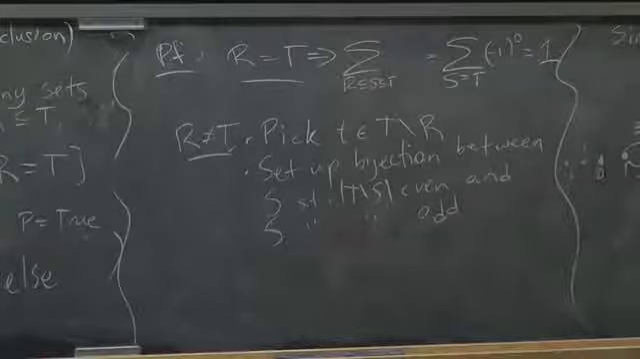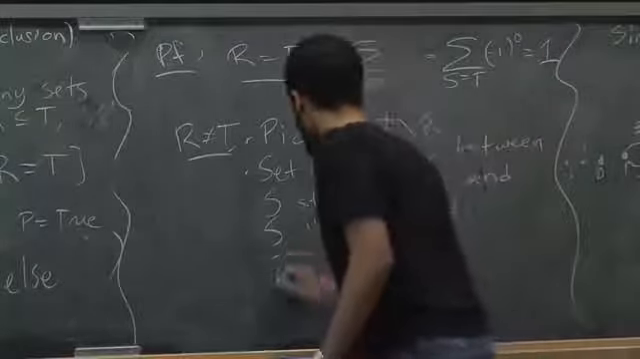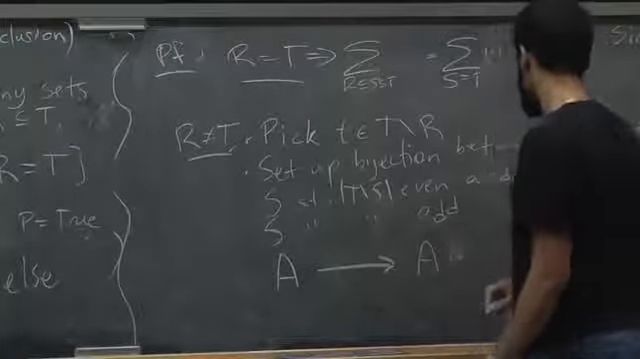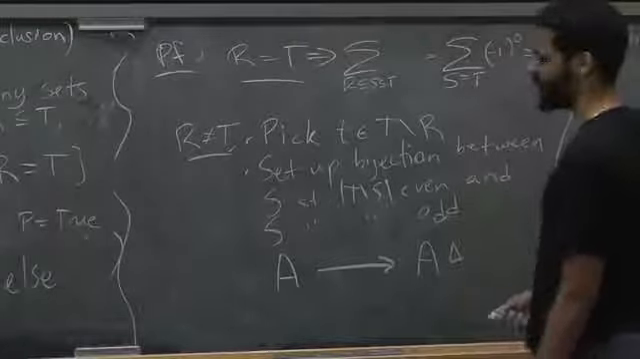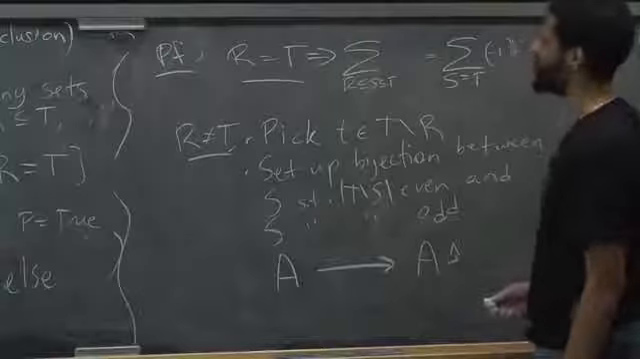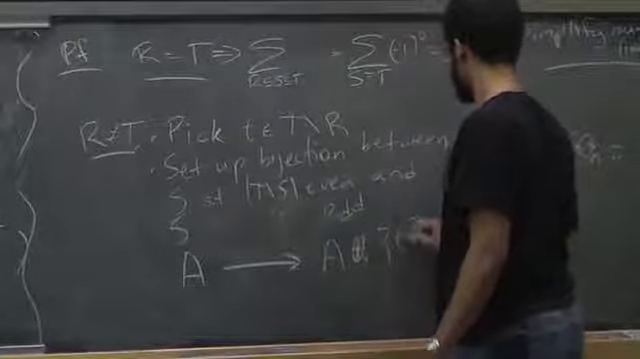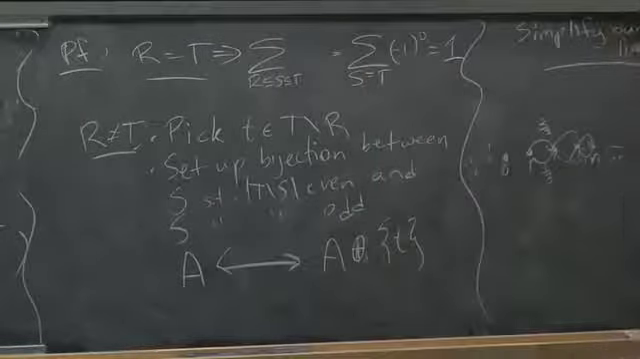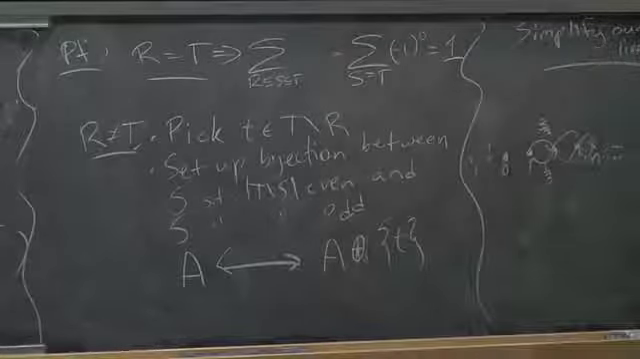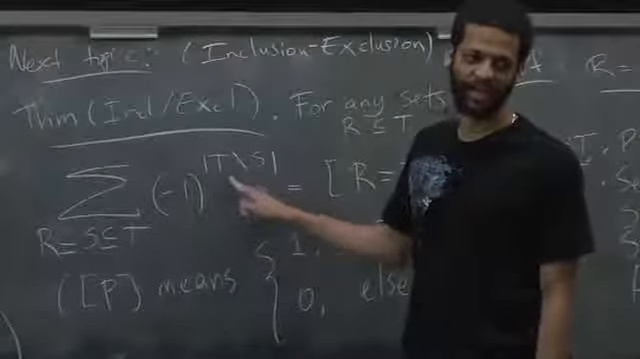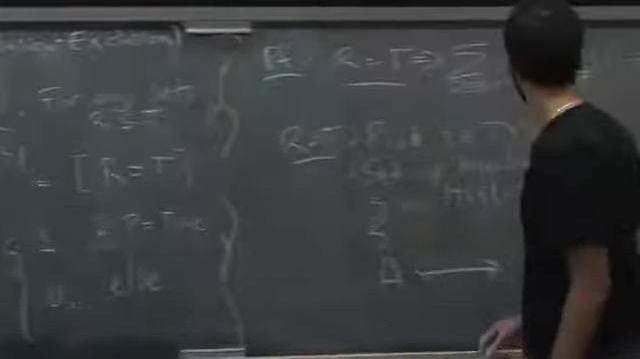So what's the bijection? A maps to A symmetric difference {t}, kind of like an XOR. I don't know what you say for sets, but I'll say what I mean. Take a set A. If it has t in it, remove it. If it doesn't have t in it, put it in. This is a bijection between the odd and even size sets. So we know that there's exactly an equal number of sets where this thing is even versus odd, so this whole thing is 0. Okay.